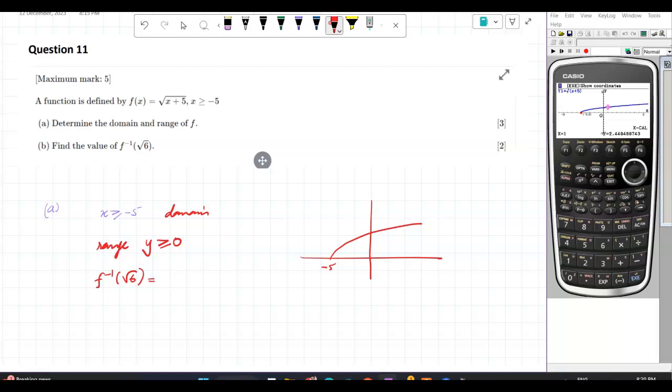You should get your x as 1. You have to find the x value. So this is 1 you have to write, not 2.44. You're writing the x value. So x is 1.